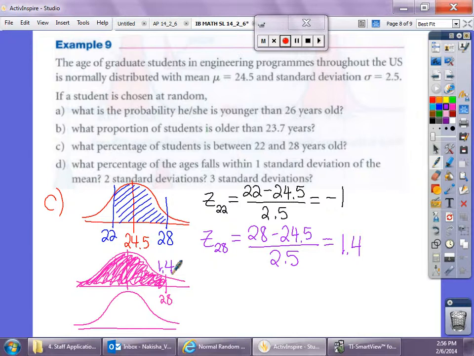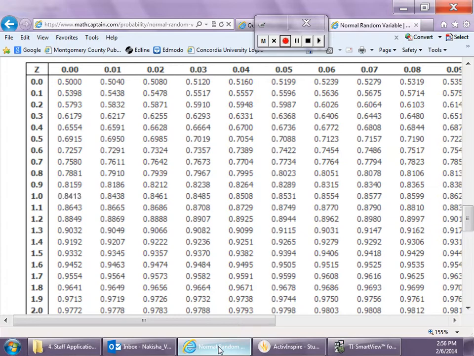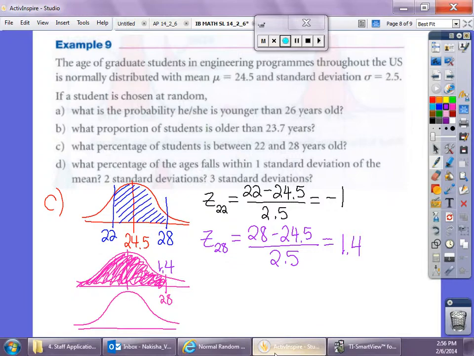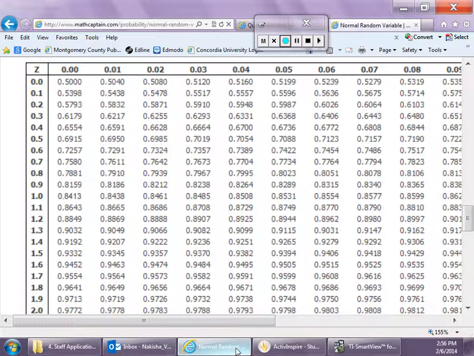I'm going to use my table, get down to 1.4, 0.0, so 0.9192. 0.9192. So that would be that whole pink area right here. So now I'm turning it purple. All of it. Okay. The problem is my z-score of -1 will not show up on the table because of the fact that they only give you the positive values. So I'm going to actually use +1, which is 0.8413.